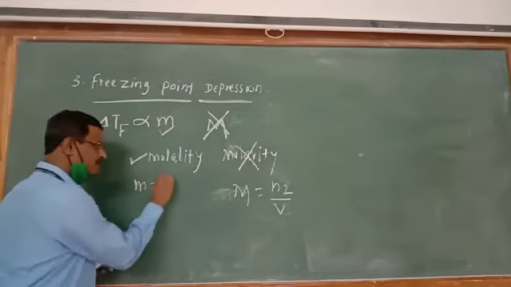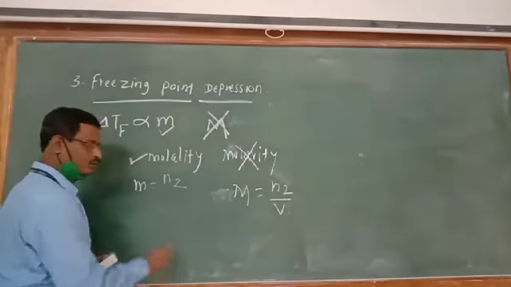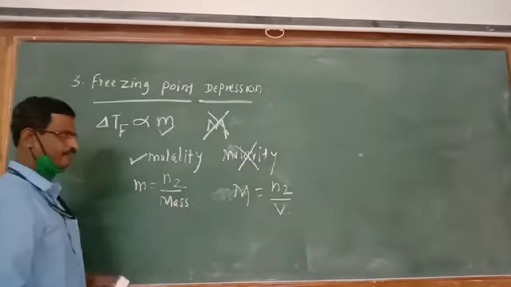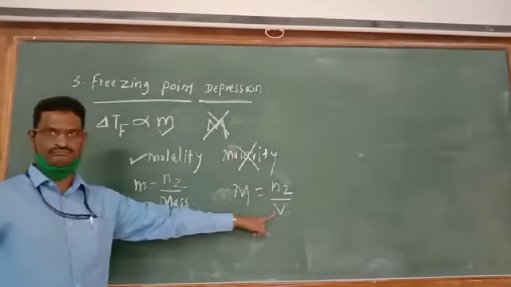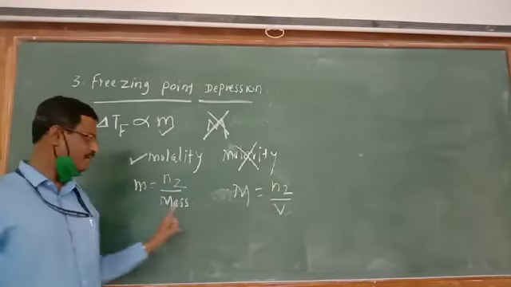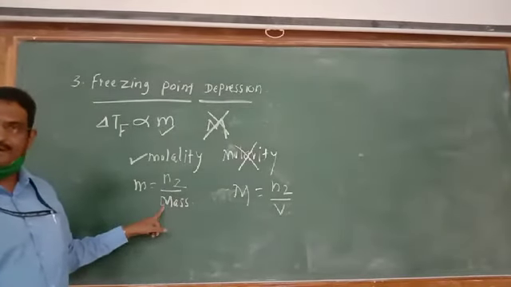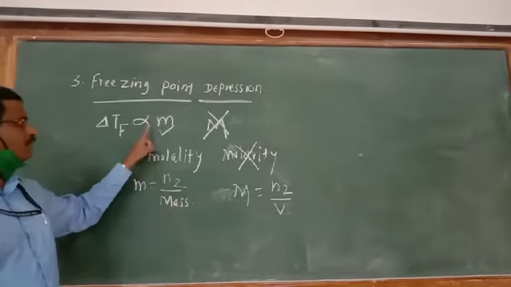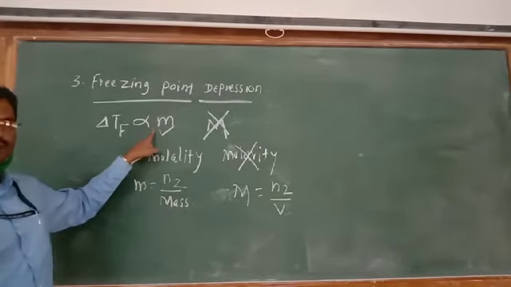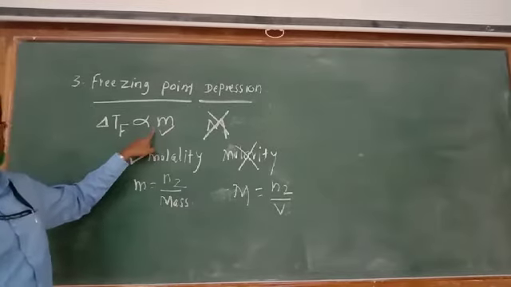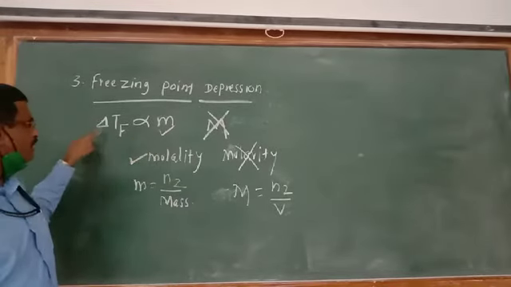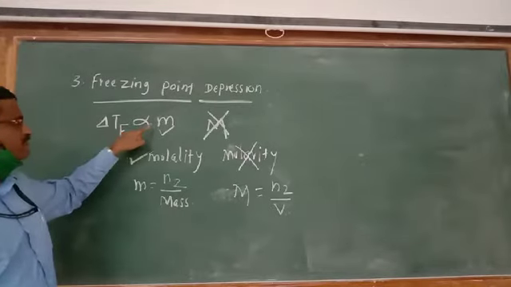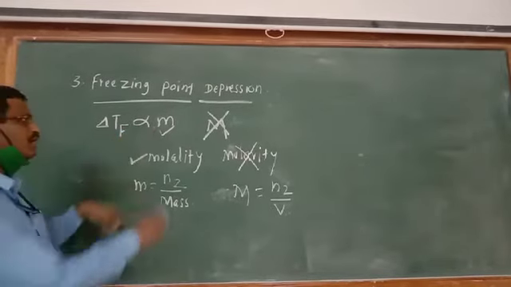small m is a ratio of number of moles of solute to the mass of solvent in kilogram. In molarity it is the volume. Volume depends on temperature, and mass is independent of temperature. Therefore, here the term molality is used because we are studying two temperature system. Therefore, delta Tf, that is depression of freezing point, is directly proportional to molality.